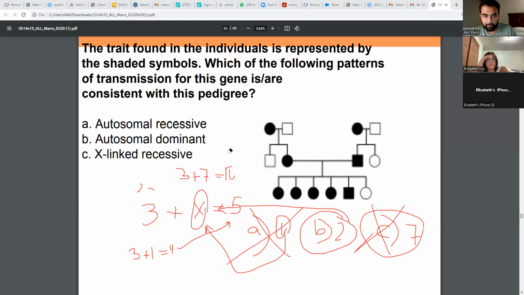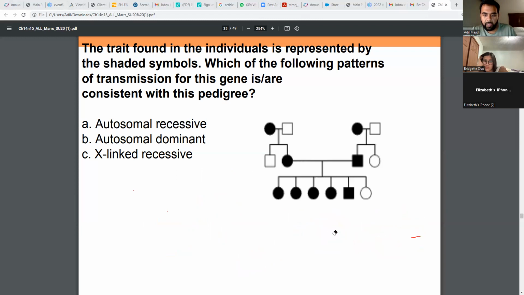Does that make sense? So that's exactly what I'm doing here. I'm saying, let's plug in and pretend that everything that's showing up, the trait, is X-linked recessive. And then let's follow this through. If it really is X-linked recessive, all these would match up and it would make sense. And the moment it doesn't, the moment we find out 3 plus 1 is 4 and 4 isn't equal to 5, that's how we knocked out that choice.